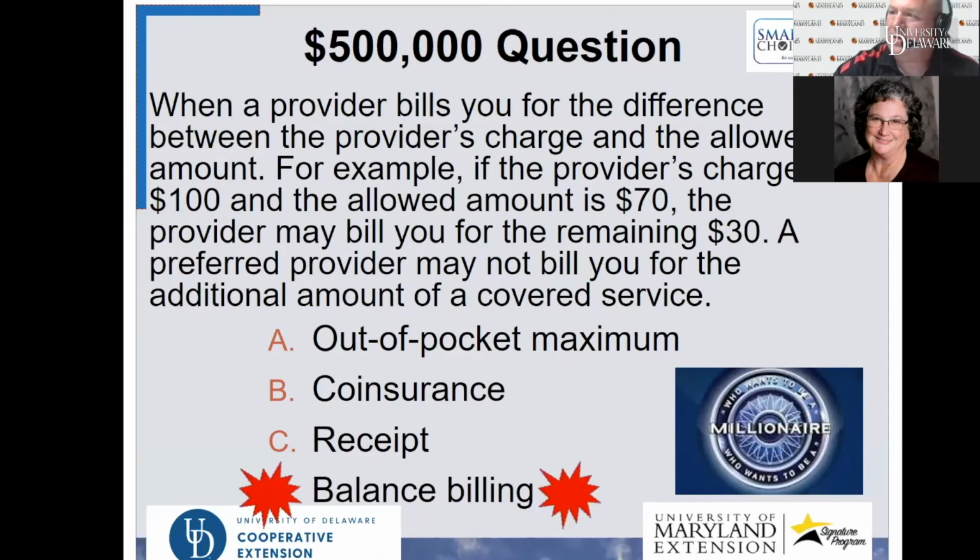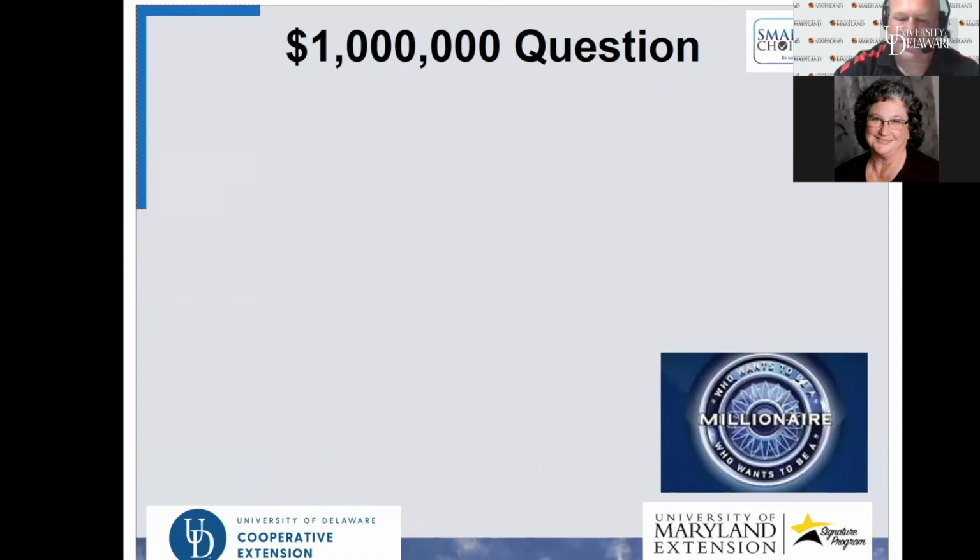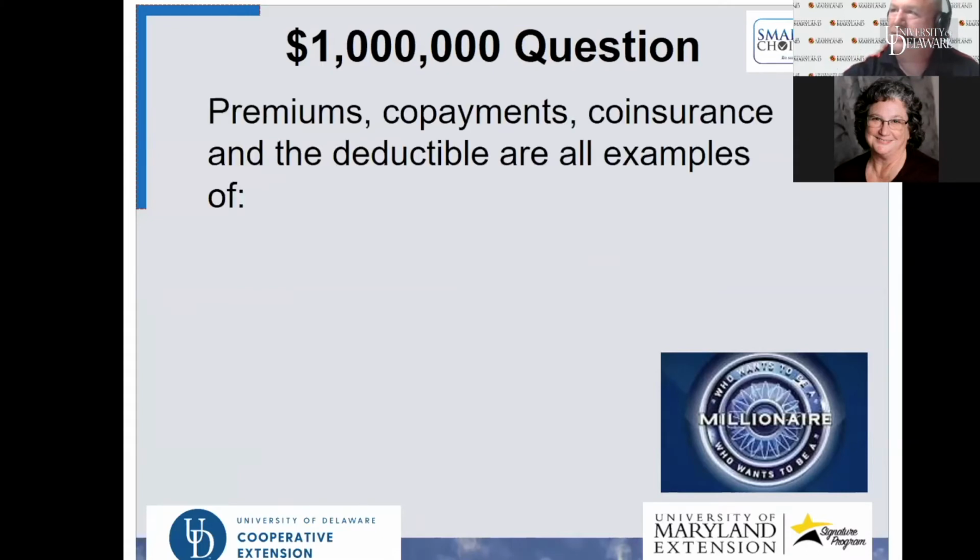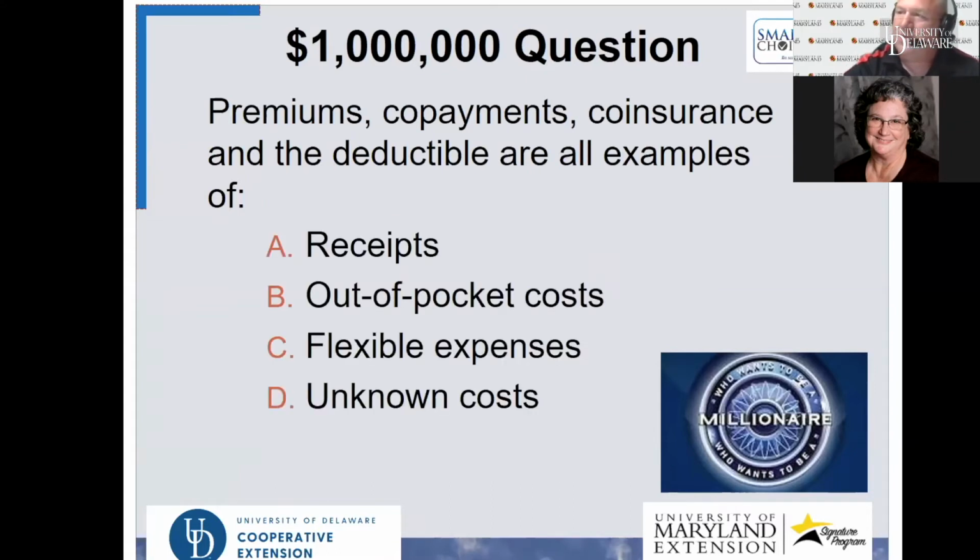And now the big money question. For $1 million, premiums, copayments, coinsurance, and deductibles are all examples of receipts, out-of-pocket costs, flexible expenses, and unknown cost. What do you choose there? Quick responses there. B, out-of-pocket costs, right?